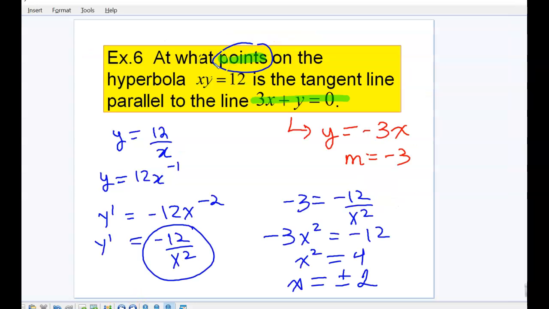So anytime they're asking you to find the points where a tangent line is drawn, you must be looking for the slope somewhere. And in this particular question, the slope wasn't given to you directly. You have to isolate this function in the form y equals mx plus b to find the slope.